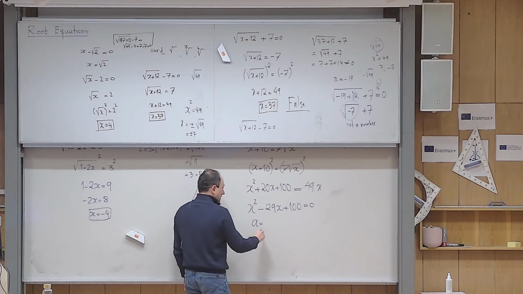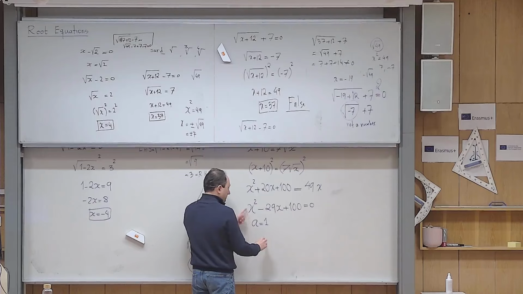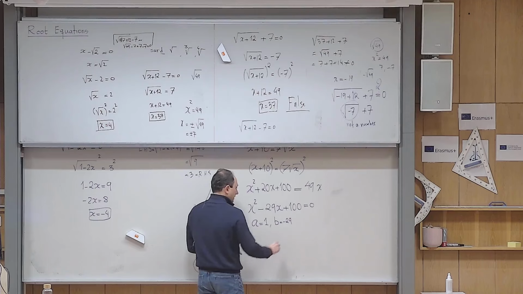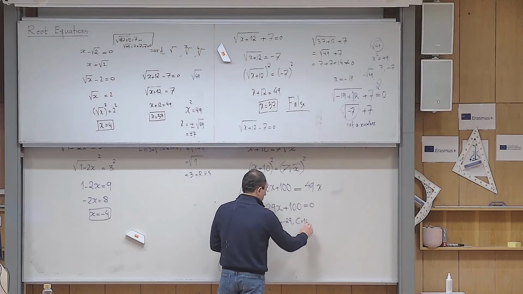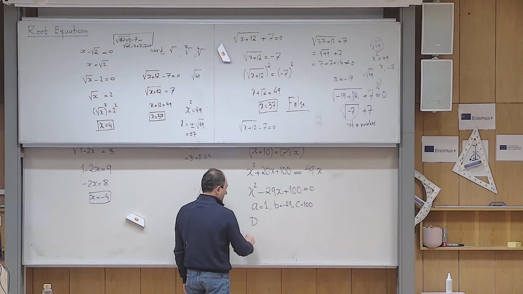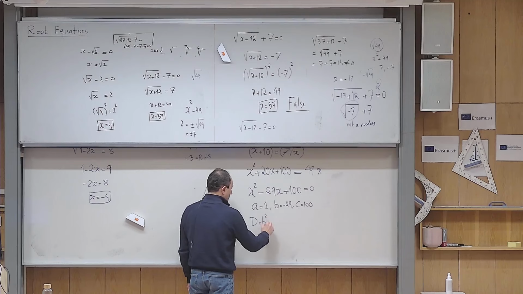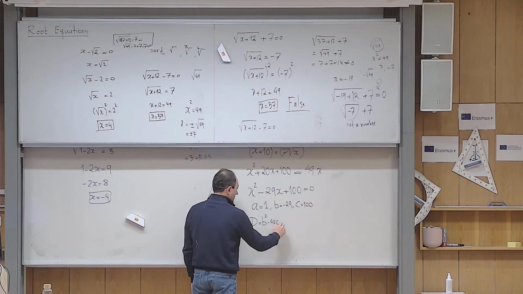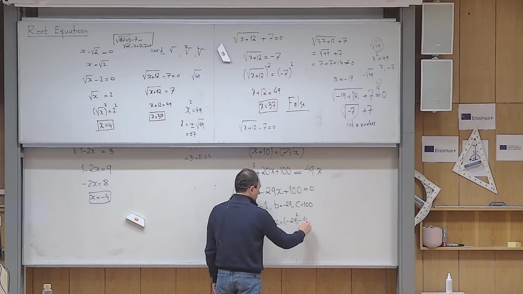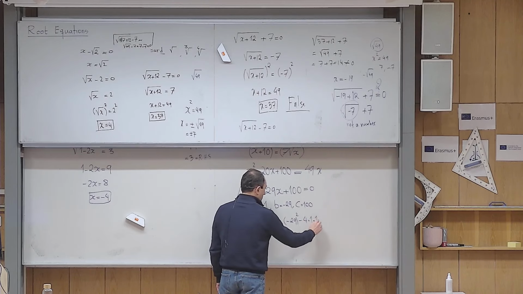So A is equal to 1 in this problem, B is equal to minus 29, and C is equal to 100. So what should I do? I need to calculate D. D has a formula, B squared minus 4AC. I'm just using the ABC formula. So this is minus 29 to the power of 2 minus 4 times 1 times 100.